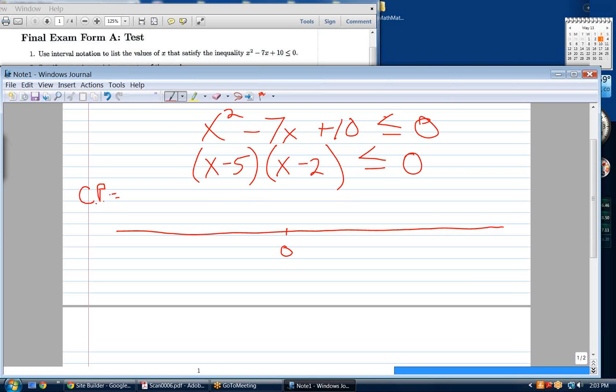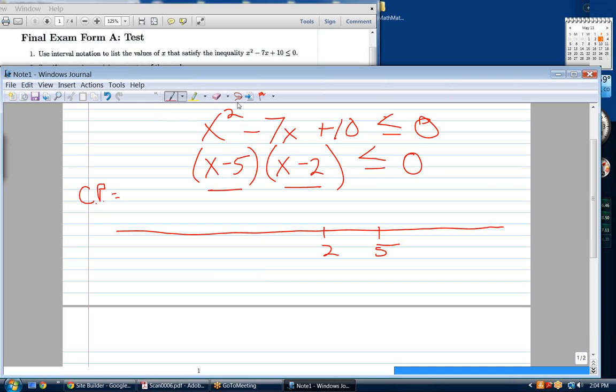Well, first of all, before we can do that, we need to determine the critical points. The critical points are whatever makes that 0, or that 0, or if you had something in the denominator, whatever made the denominator 0. So those are your critical points. So what are the two critical points here? 2 and 5. Okay. So I'm going to put 2 and 5 on there, and I'm going to get rid of the 0 because it really is just more confusing than anything else. Now what's the next step?